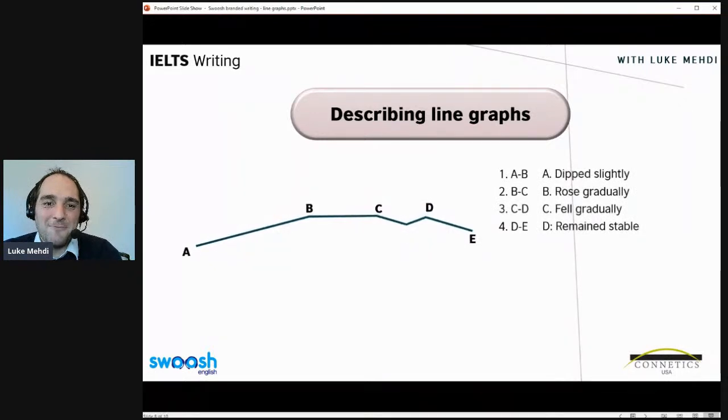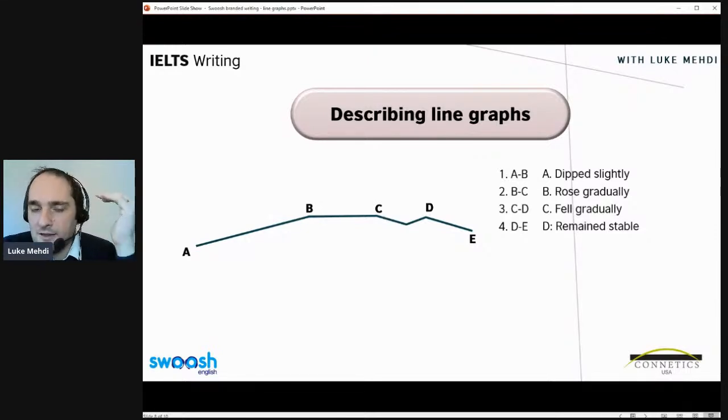And here we have a much simpler graph. The changes here are nowhere near as big. So the problem is, you've got all of that really nice line graph vocabulary, things like plummeted, soared. You're not going to be using it for a graph like this.